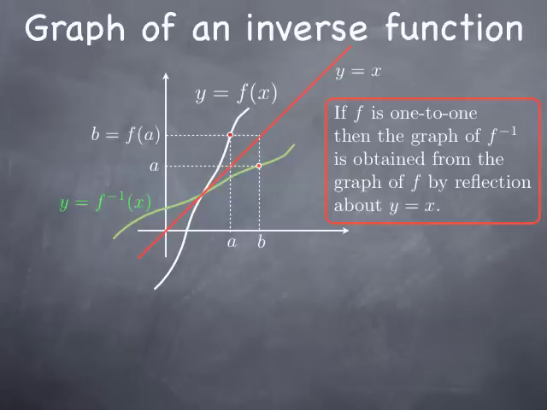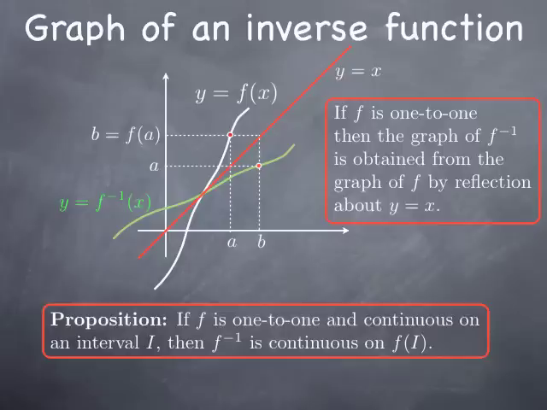We could do better and prove that more carefully, but I think the geometric argument is convincing enough that if f is one-to-one and continuous on a certain interval, then the inverse function is continuous on the corresponding interval for the definition. Remember that if f goes from an interval I to its range f of I, then of course the inverse function goes from the range f of I to I. So f inverse is continuous on f of I. In other words, wherever it's defined.